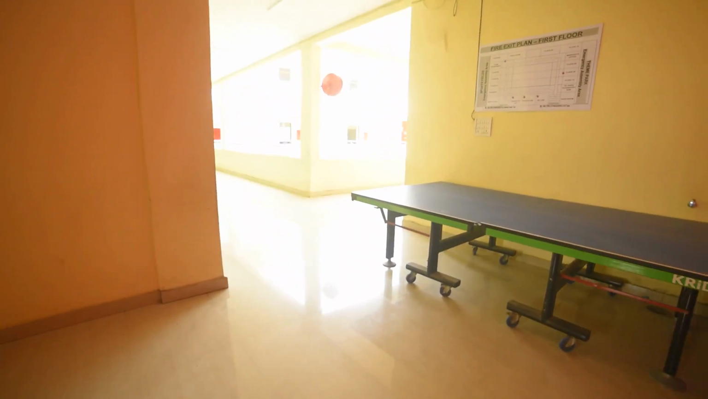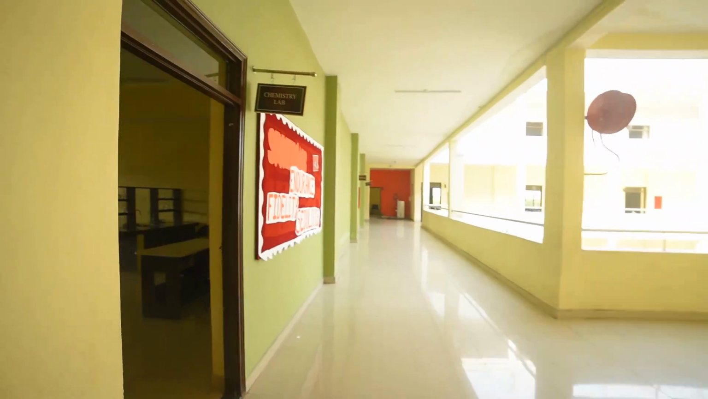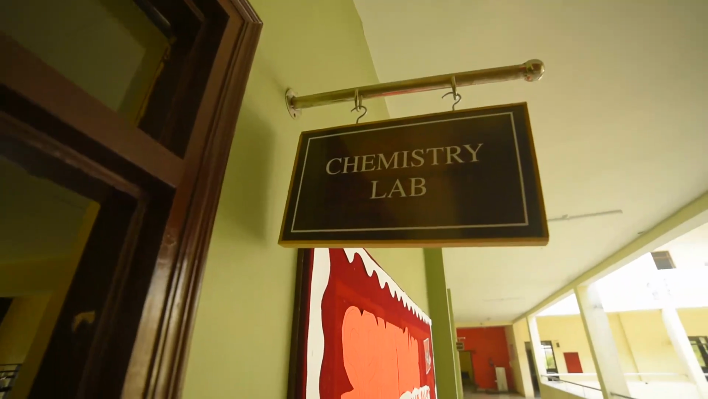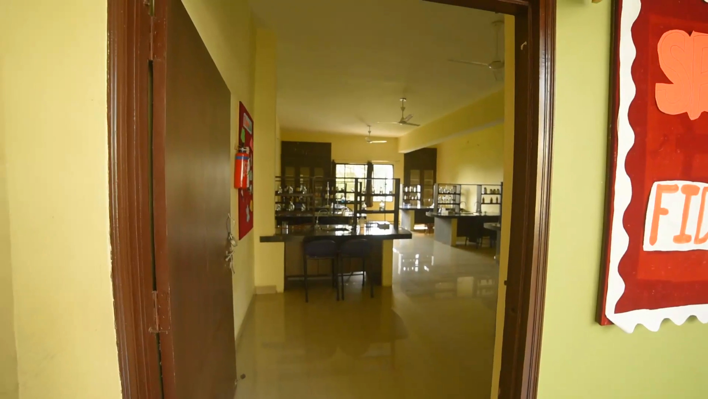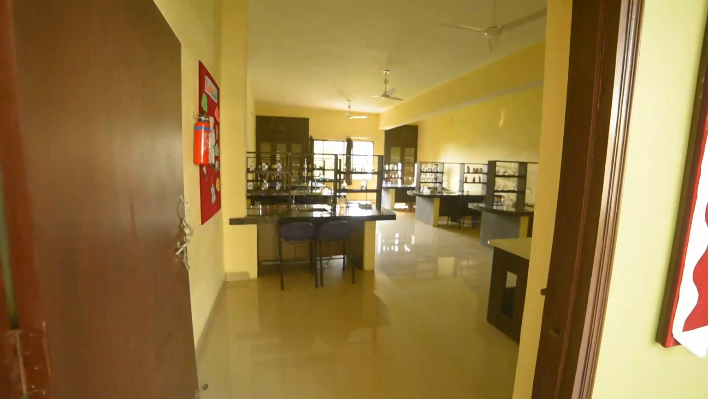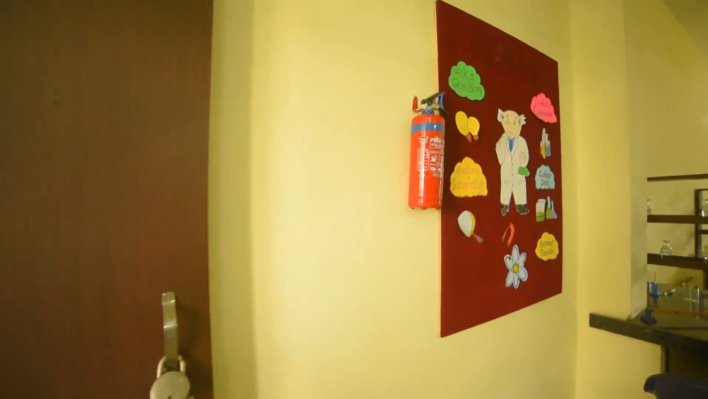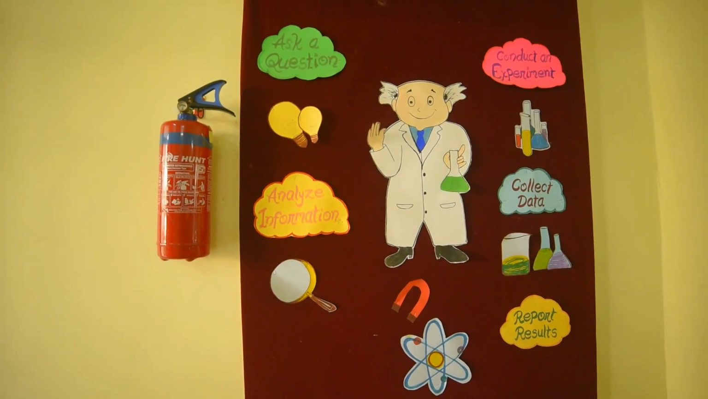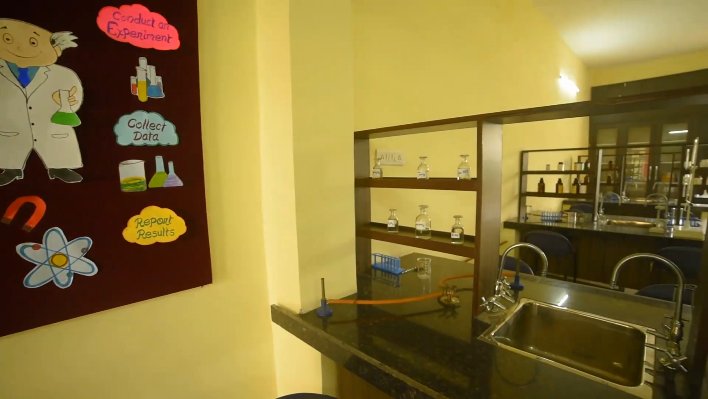So let's move towards the labs. And the very first we have our chemistry lab. All the labs have the same dimensions, that is 35 by 20, overall 700 square feet. Columbia Global School believes in practical learning and activity based learning, so all the experiments are done first and later the theoretical part. All the experiments again are done under the teacher's guidance.